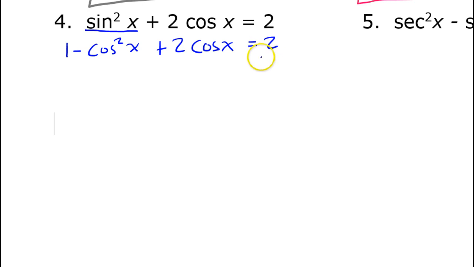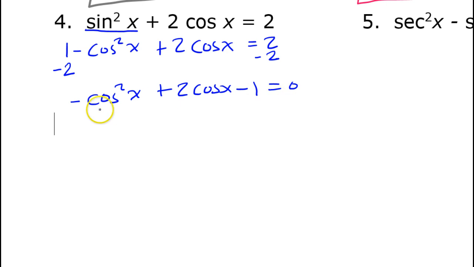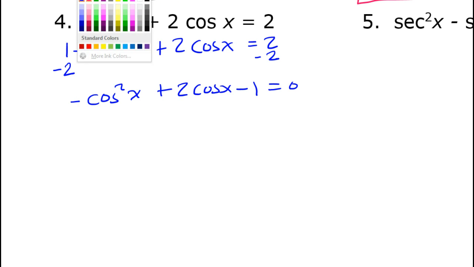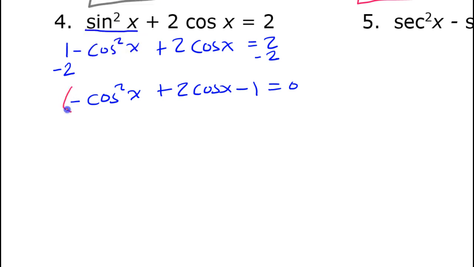Okay, I'm going to subtract 2 from both sides. And I'm going to rewrite this in descending exponential order. So now I will keep the negative cosine squared x in the front, and then my plus 2 cosine x. But 1 minus 2, that's negative 1. I will put that at the end. I do not like the fact that my leading coefficient is negative. So I'm going to multiply both sides of this equation by negative 1.